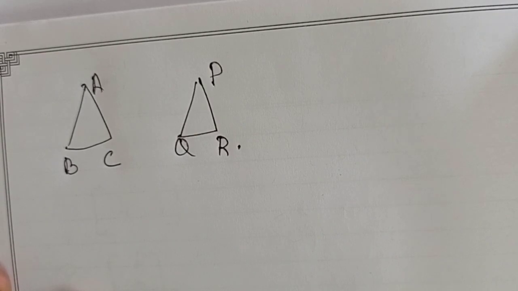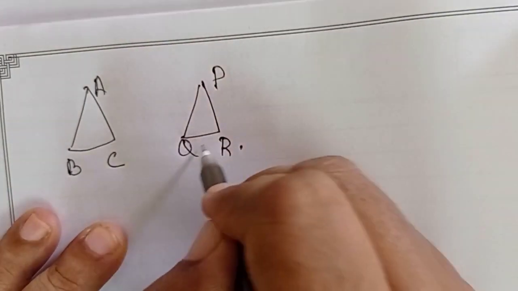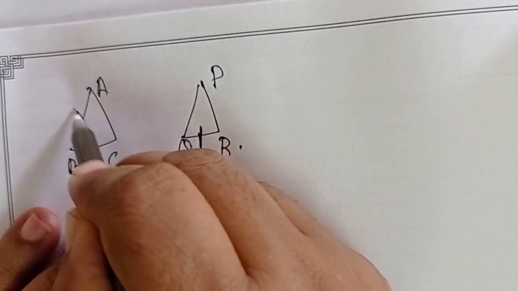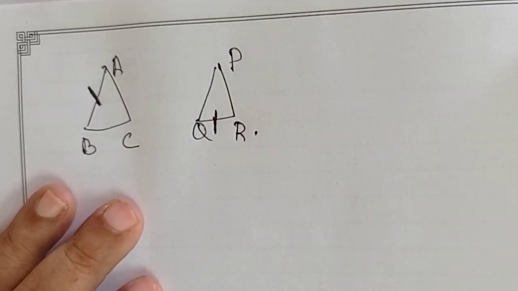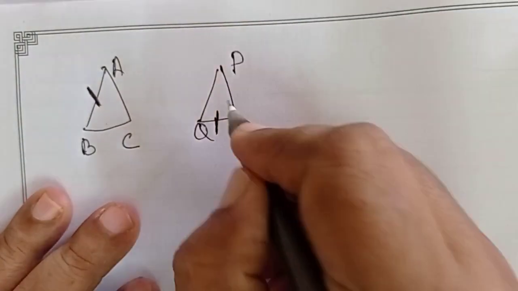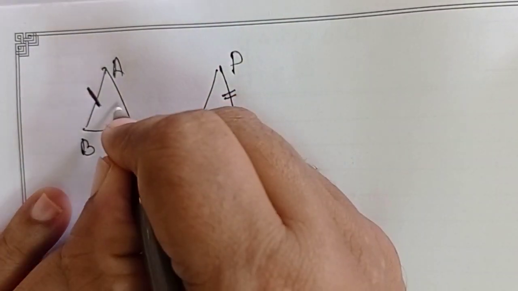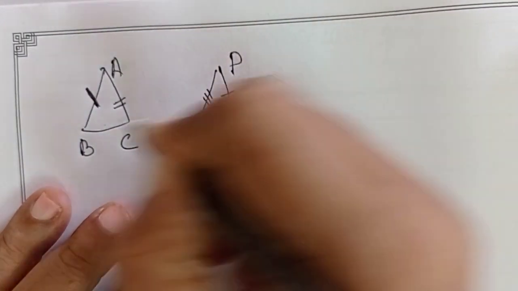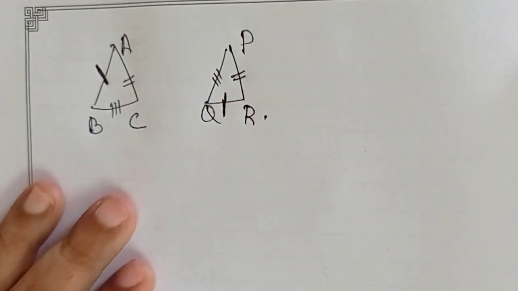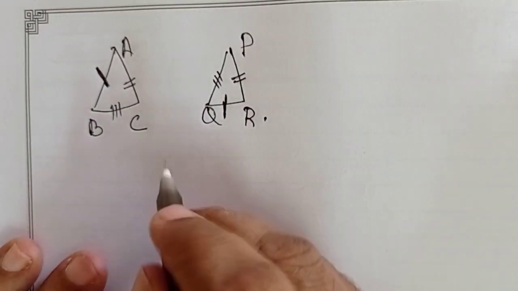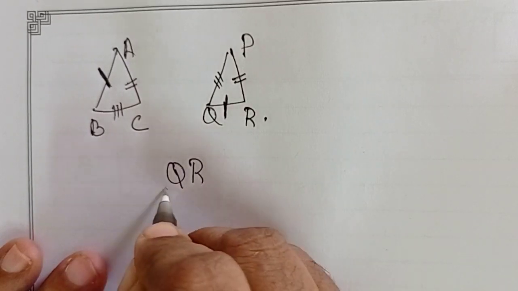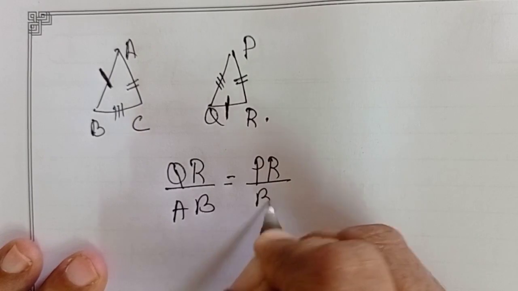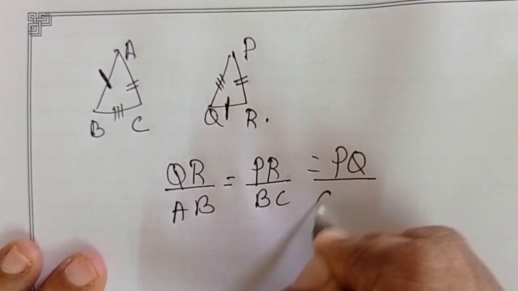All of you look here. The condition given is QR divided by AB. Here AB is this side, isn't it? And PR by BC. PR you can draw two lines on AC, then PQ means three lines, this. Therefore, once again all of you look here, the relation is QR by AB equal to PR by BC equal to PQ by CA.